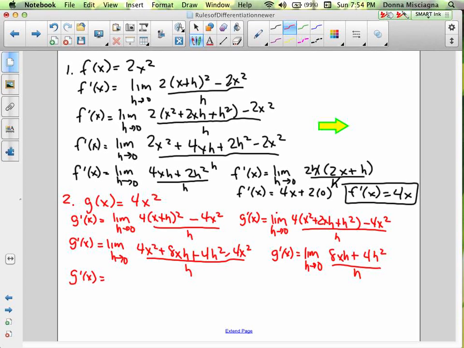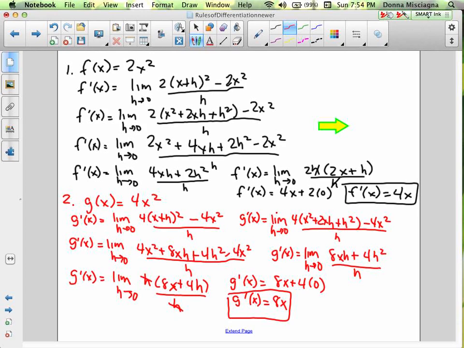So g prime of x equals the limit as h approaches 0. Now I can factor out the h, so I have 8x plus 4h. I'm not going to bother to factor out the 4 because it's not like it's going to cancel. All right, but the h's will cancel. So that's going to give us g prime of x equals 8x. I can plug in the 0 for the h because now we're evaluating our limit. And of course, that's just 0, and I don't need that. So g prime of x equals 8x.